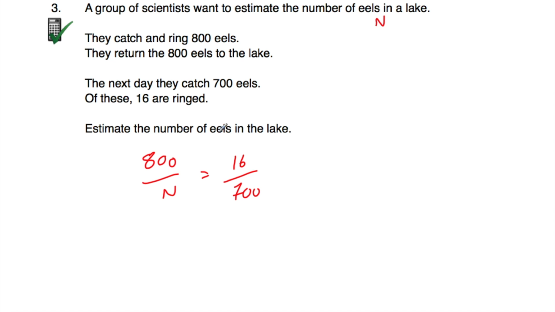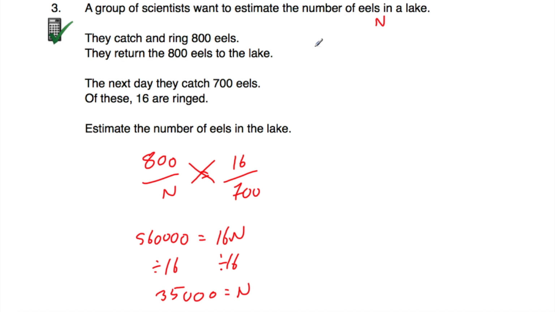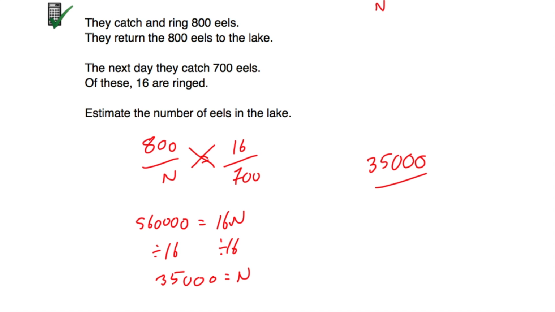Now we want to estimate the total number of eels in the lake, so let's do our cross multiplication and solve this. Now remember, you can multiply both sides by n and 700 and that's totally fine, but I'm just going to use this approach. 800 times 700 would be equal to 560,000. And that's equal to 16 times n, which would be equal to 16n. Now we've got this, we can just solve this. So we can divide by 16 and divide by 16, and that is equal to 35,000. So that means our estimate for the total number of eels that live in the lake would be 35,000, and that's it. Okay, let's have a look at our next question, question number 4.